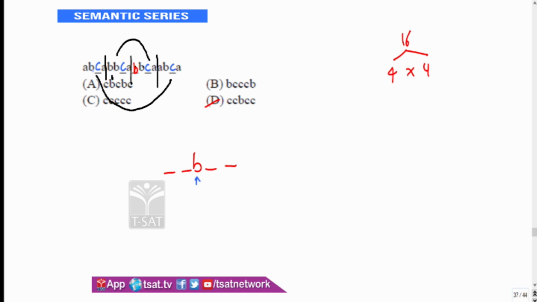In this case, ABCA means two letters are repeating here. Again BBCA, again BBCA, then ABCA. So ABCA, ABCA is common, BBCA, BBCA is common. So I got the answer as option D. In this way, by finding the common, we will get the answer.